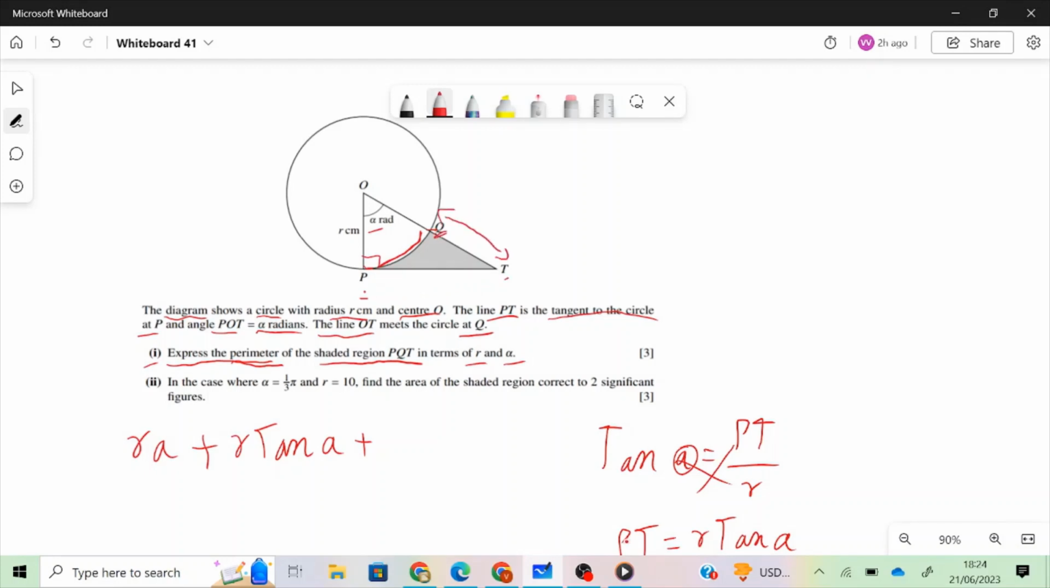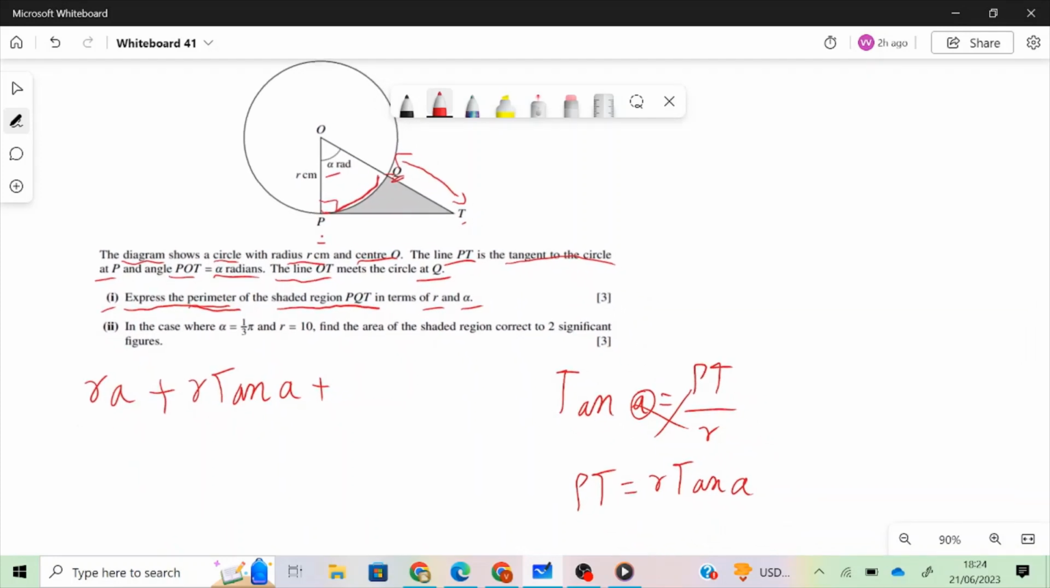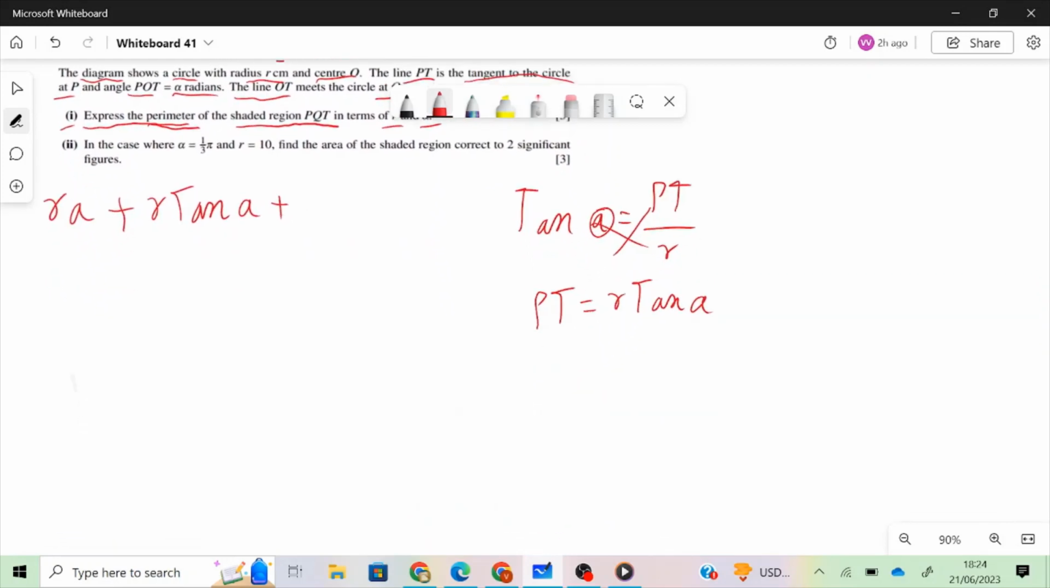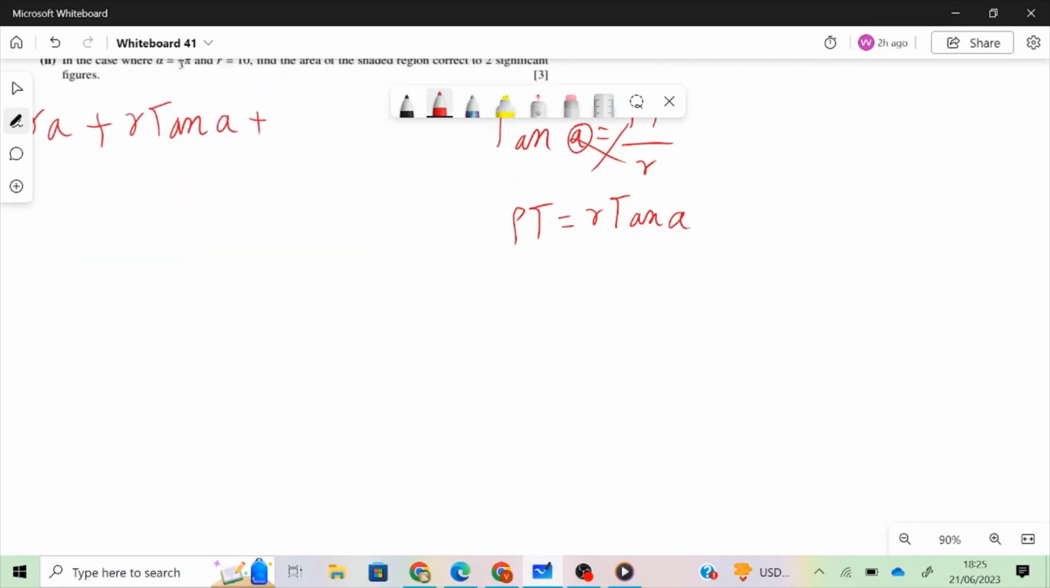Now in order to find this length, we can again use trigonometry to find the whole of it. We can find O all the way to T, and then whatever we get from that, we can subtract R, because if O to P is R, then O to Q is also R. So if we find the whole of OT, we can subtract R from that, and then we can get our QT. So in order to get our OT, again, we use cos.